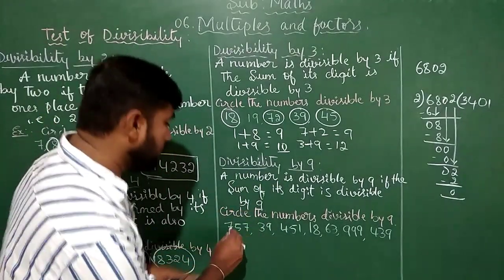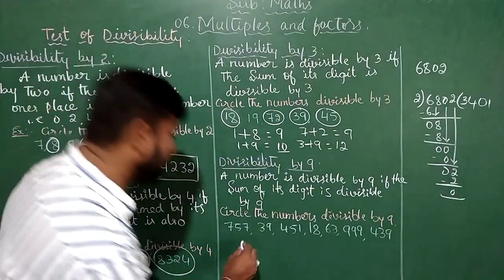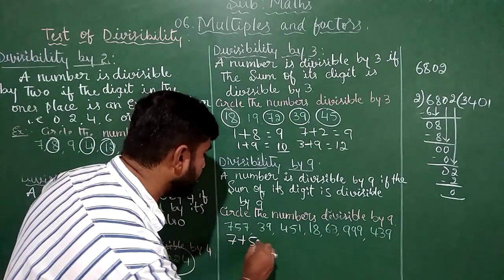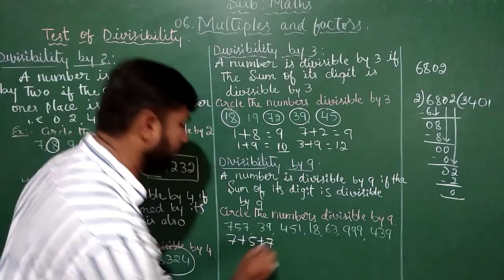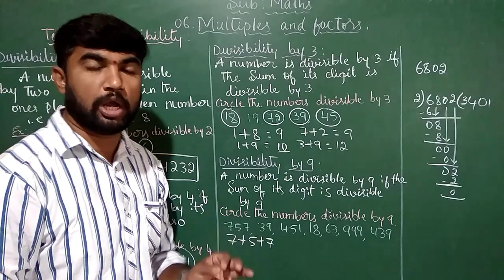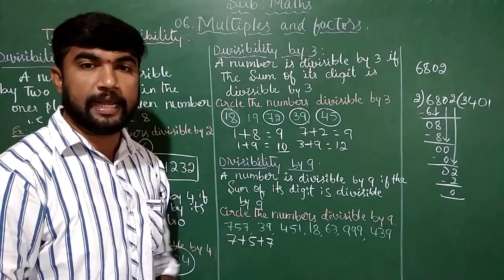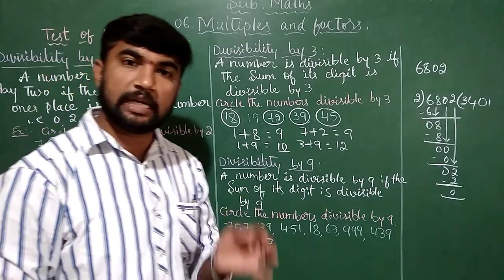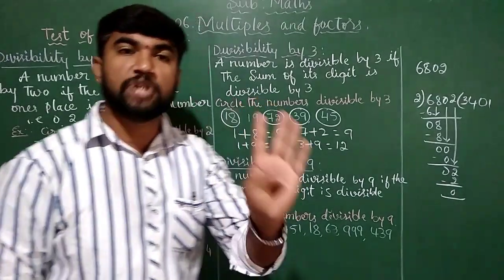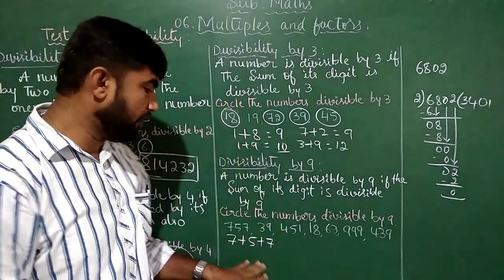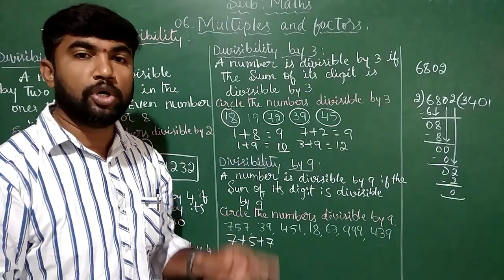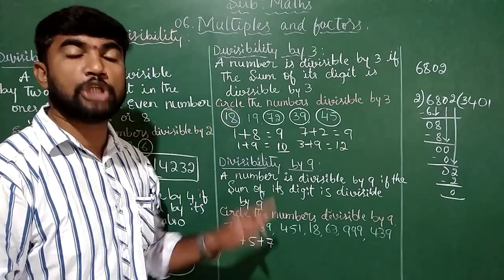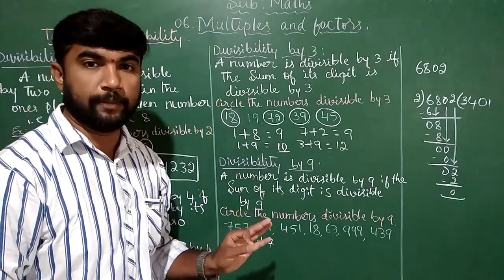Means, 757. 7 plus 5 is 12. 12 plus 7 equal to 19. Is 19 exactly divisible by 9? No. 9 ones are 9, 9 twos are 18, but here we got 19. So 757 is not divisible by 9.